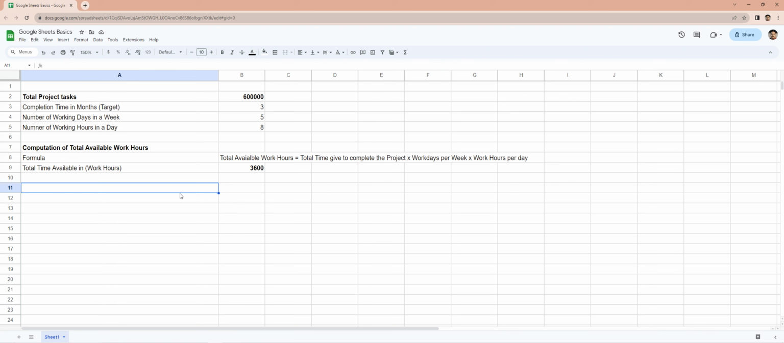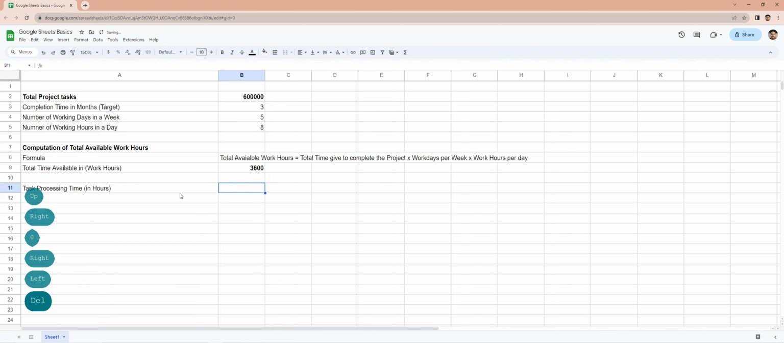So let's go by computing that, and in order to compute that, we would need to know the task processing time, and let's compute that in hours as well. What I mean to say here is, if a task has to be completed, first of all we should understand how much time the task would take, per task, out of the 6 lakh tasks which we have.